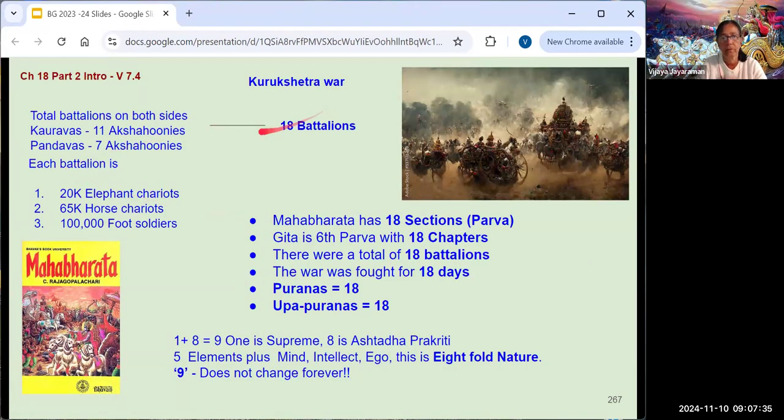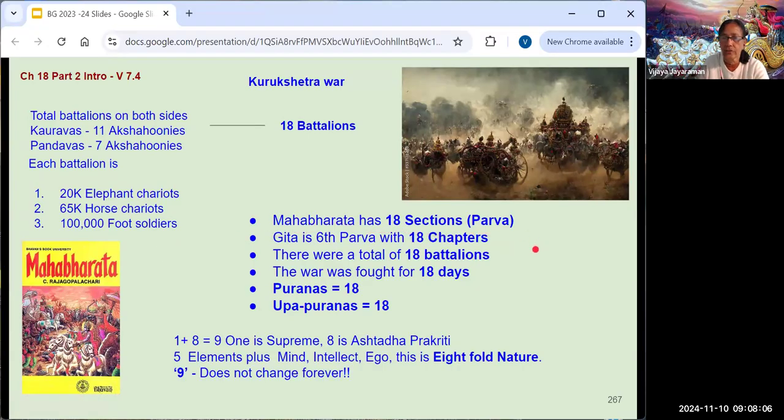Kurukshetra War, that is where Krishna described to Arjuna. That's the Bhagavad Gita place where the Kuru dynasty fought the war. Total battalions, 18 battalions. There are 11 for Kauravas, in Sanskrit it is called Akshauhinis. Kauravas had 11, Pandavas had 7. And each battalion had 20,000 elephant chariots, 65,000 horse chariots, and 100,000 foot soldiers.